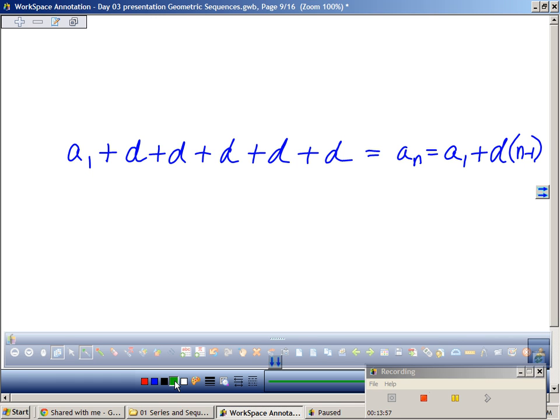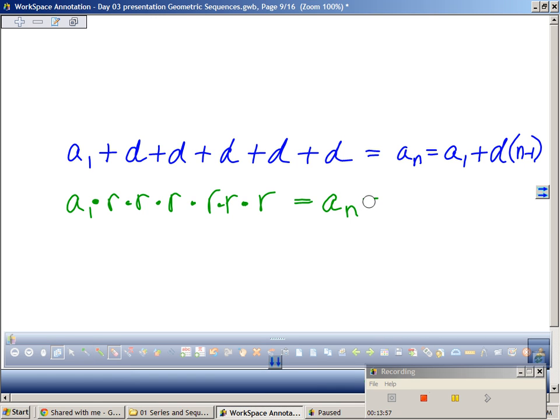So let's look at the other one. If I have A sub 1, and this time I'm going to multiply by R, by R, by R, by R, by R, by R, right? So I'm going to do that to find some number. What do I start with? A sub 1, and what do I do to it? I multiplied it by R. How many times? However many spaces I have minus the first one.